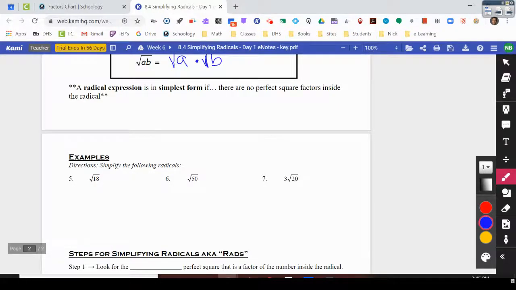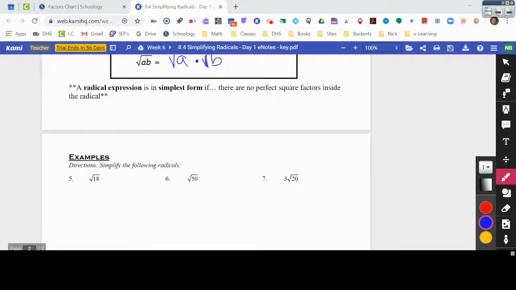Let's look at some examples. We have the square root of 18, and the directions are to simplify the following radicals. So I have this number 18, and I want to break it up into two numbers, or two factors, but one of those numbers needs to be one of these perfect square numbers.